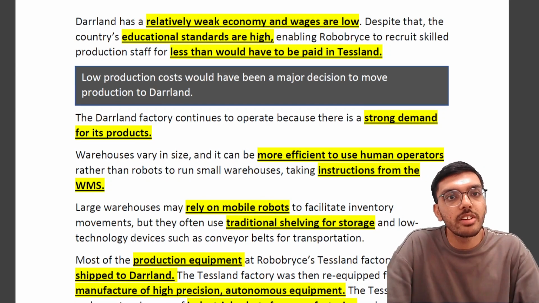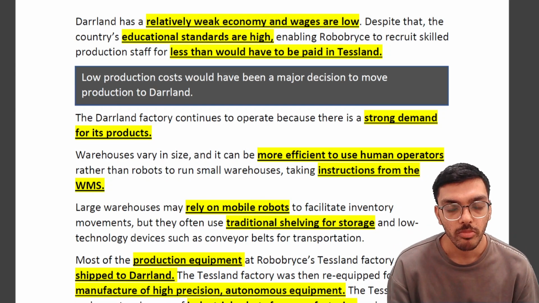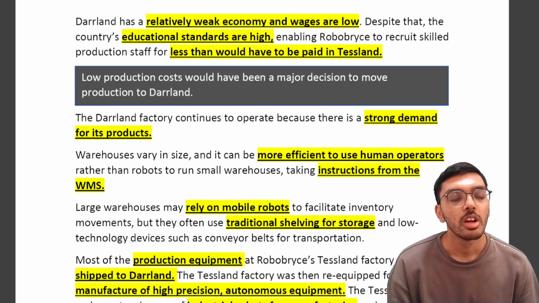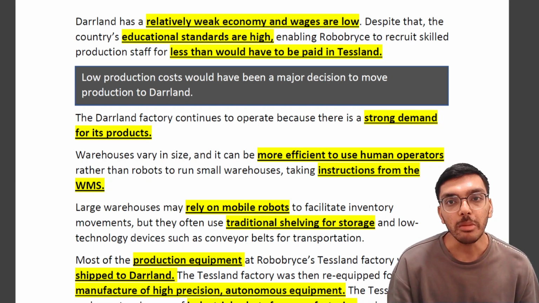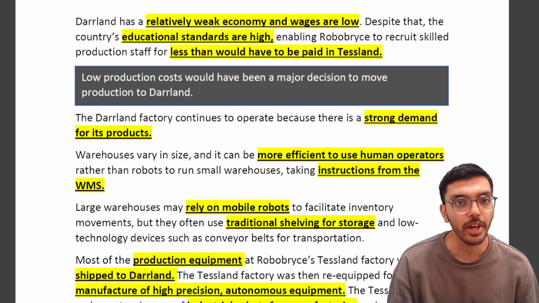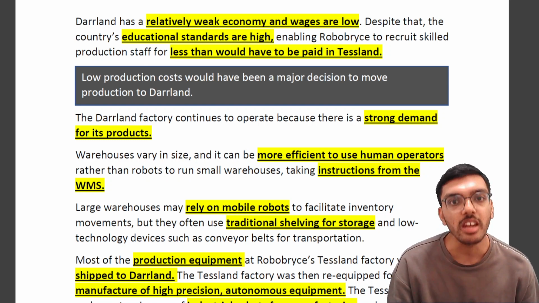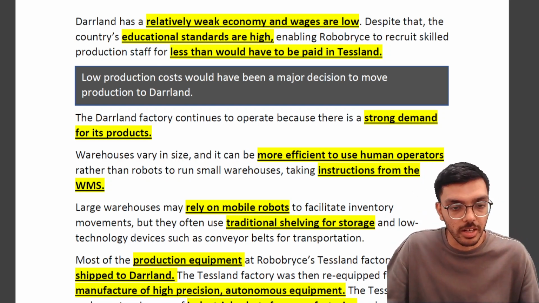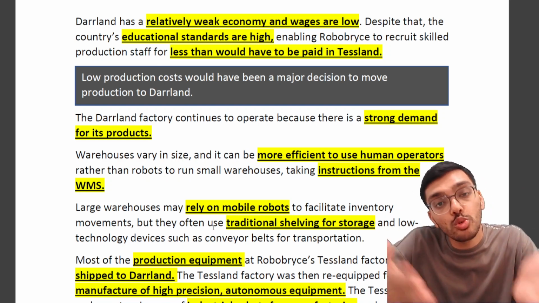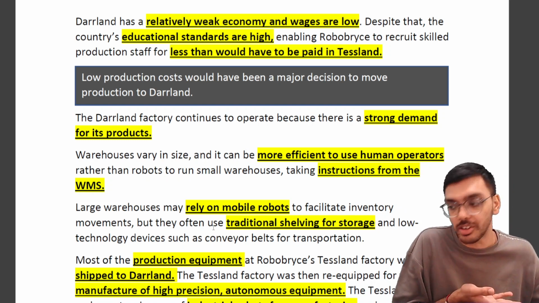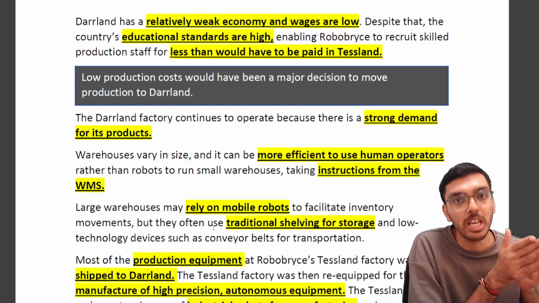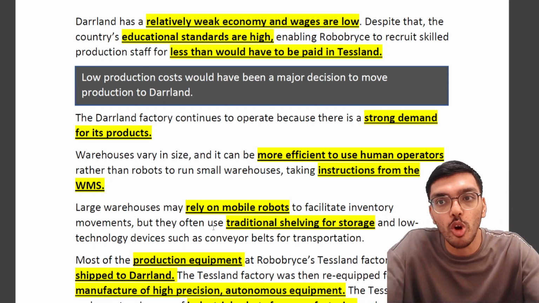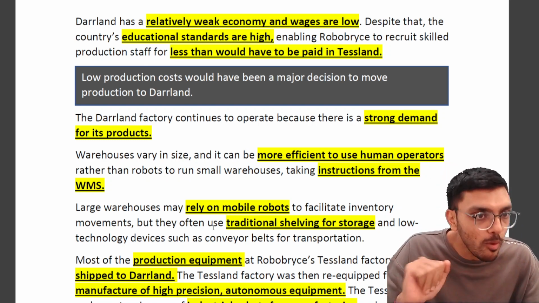Now, Darland has a relatively weak economy and wages are low. Despite that, the country's educational standards are quite high, enabling Robobryce to recruit skilled production staff for less than what they would have paid to staff in Tesland. So it's very natural why we chose Darland. Now it's very natural why you choose another country rather than your home country. Why would you do this? Because you want to take benefits of what that country has to offer.